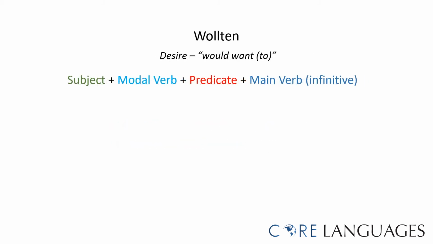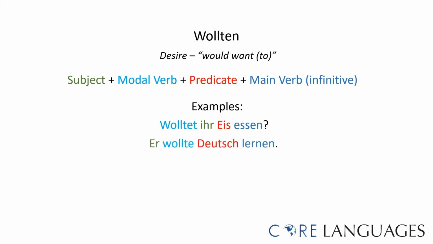Wollten is the Konjunktiv 2 of wollen, to want to. Wollten means would want to, and it is used to express a desire. For example, wolltet ihr Eis essen? Would you want to eat ice cream? Er wollte Deutsch lernen. He would want to learn German.